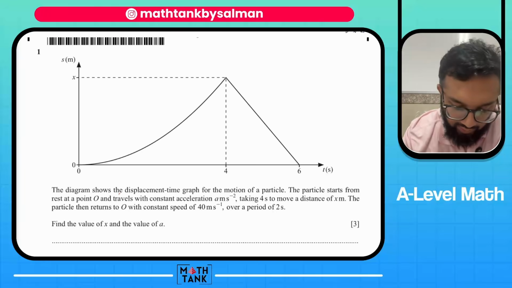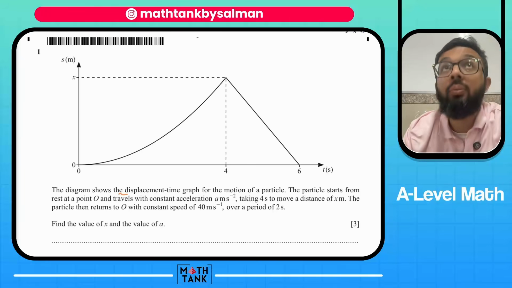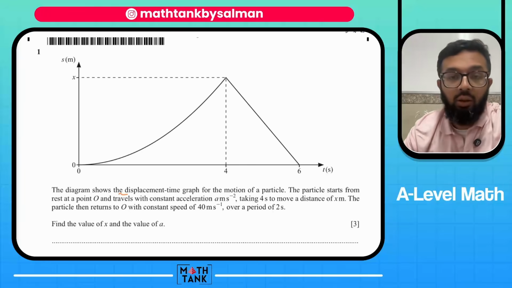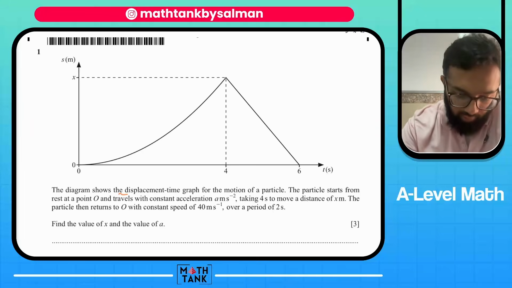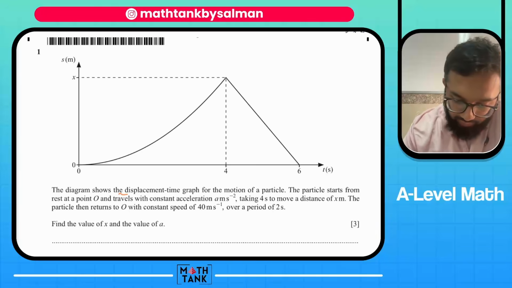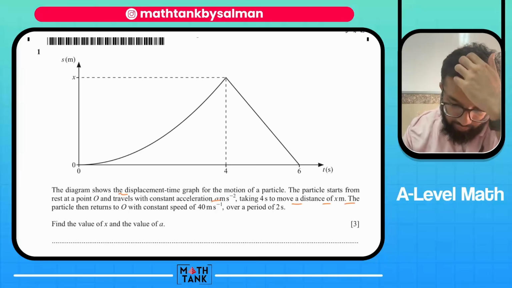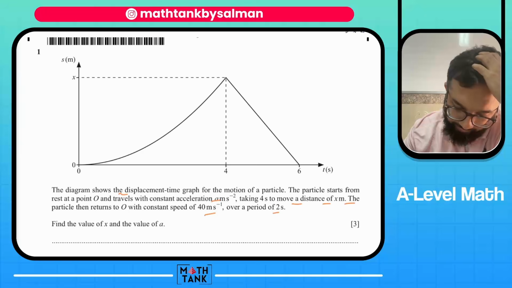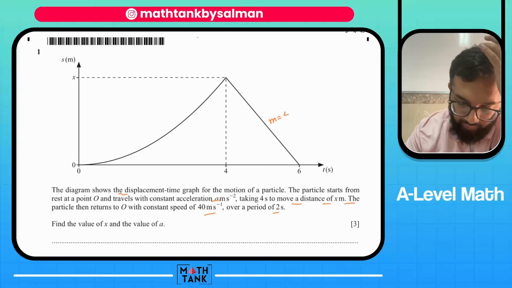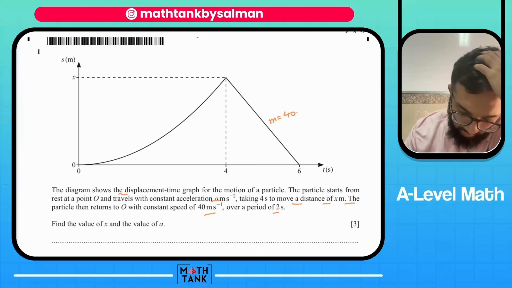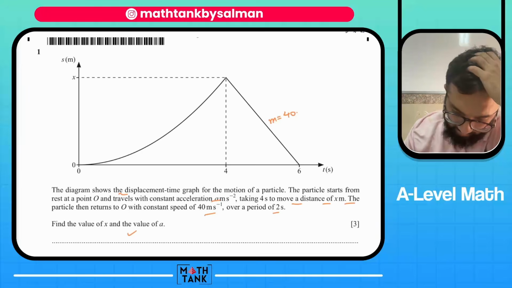Let's see. It says the diagram shows the displacement time graph for the motion of a particle. The particle starts from rest at a point O and travels with a constant acceleration of a, taking 4 seconds to move a distance of x. The particle then returns to O with a constant speed of 40 over a period of 2 seconds. So the gradient here is 40. Find the value of x and the value of a.